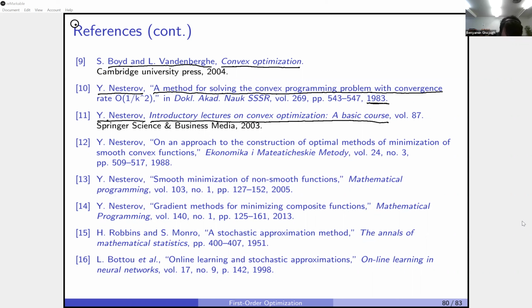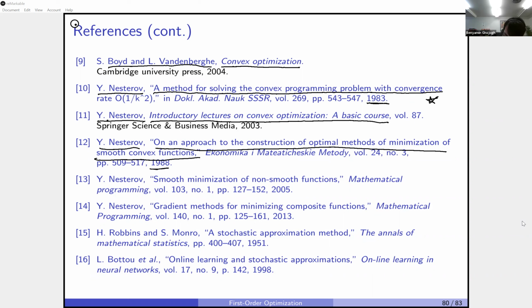This Yuri Nesterov, one of these is for accelerated gradient methods, and some of them might be for the variants. This might be a variant of AGM or these things. I don't remember exactly which one was for AGM. I think this one was for AGM, 1983.